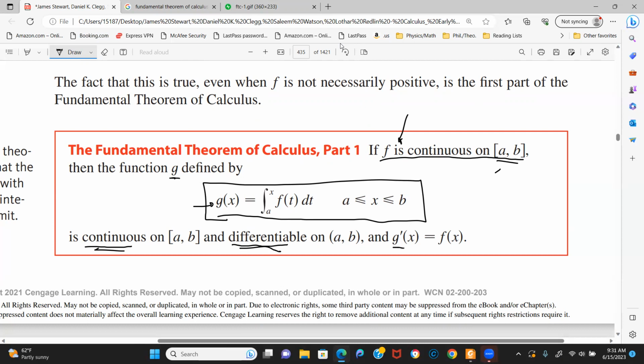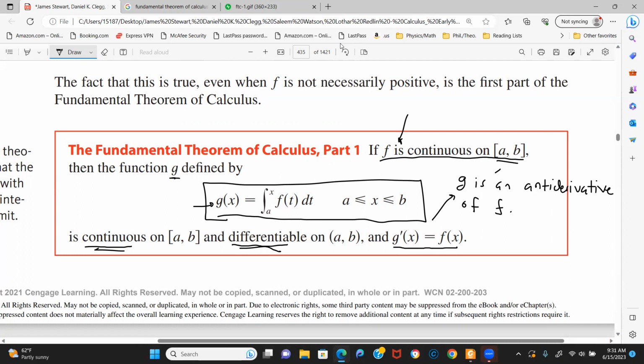And not only that, when you differentiate g, you get f back. So what this says is that g is an antiderivative of f. In other words, the theorem says that every continuous function has an antiderivative. That's a nice result. So you can always associate an antiderivative to a continuous function.